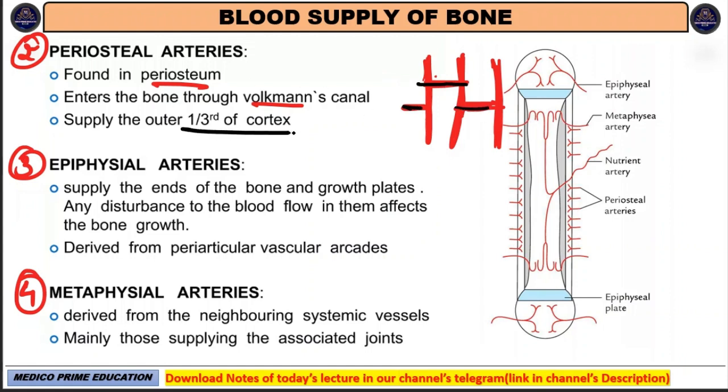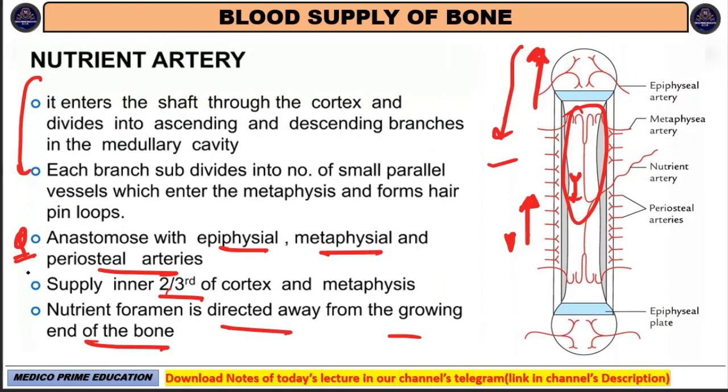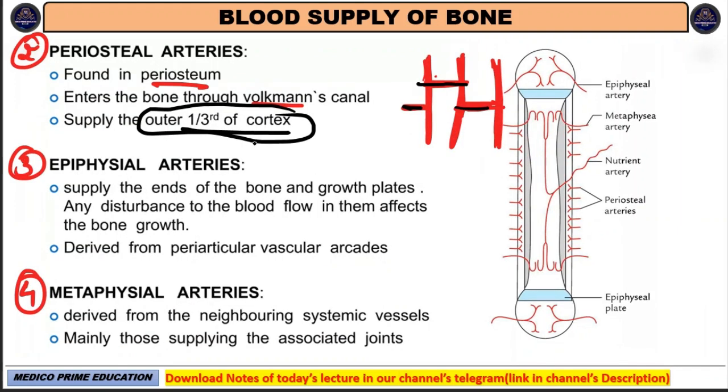The outer one third of the cortex is supplied by the periosteal arteries, and the inner two thirds is supplied by the nutrient artery. So you can learn these three points and write them down. Next is the epiphyseal artery.